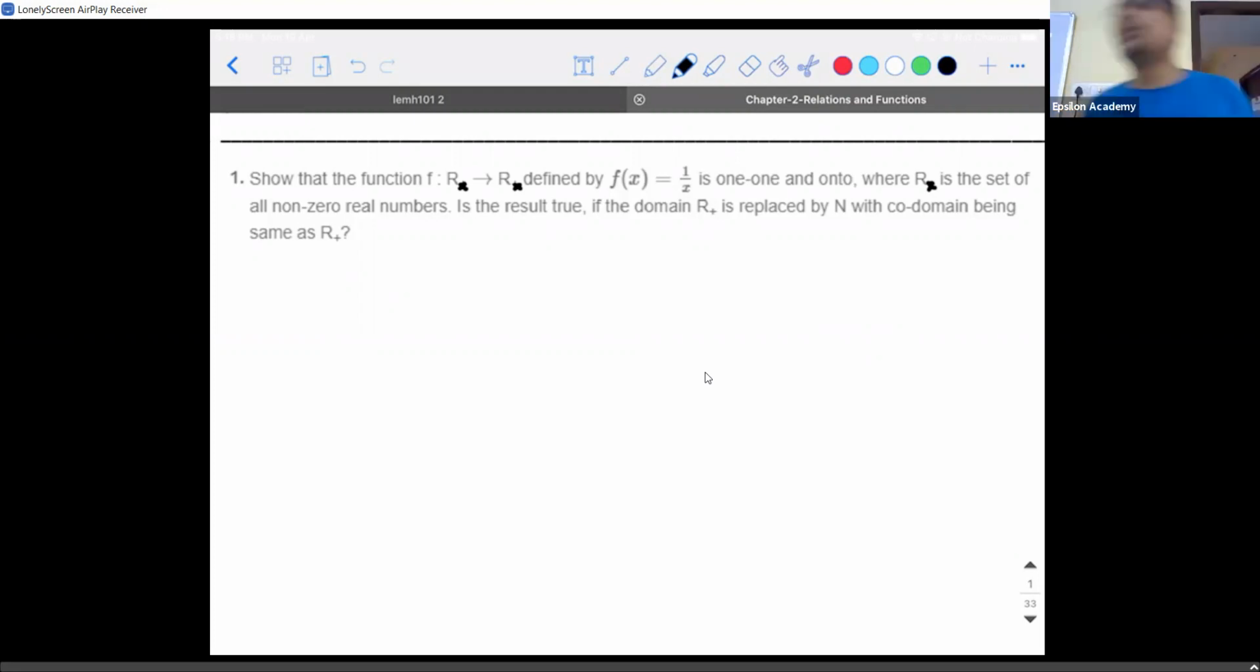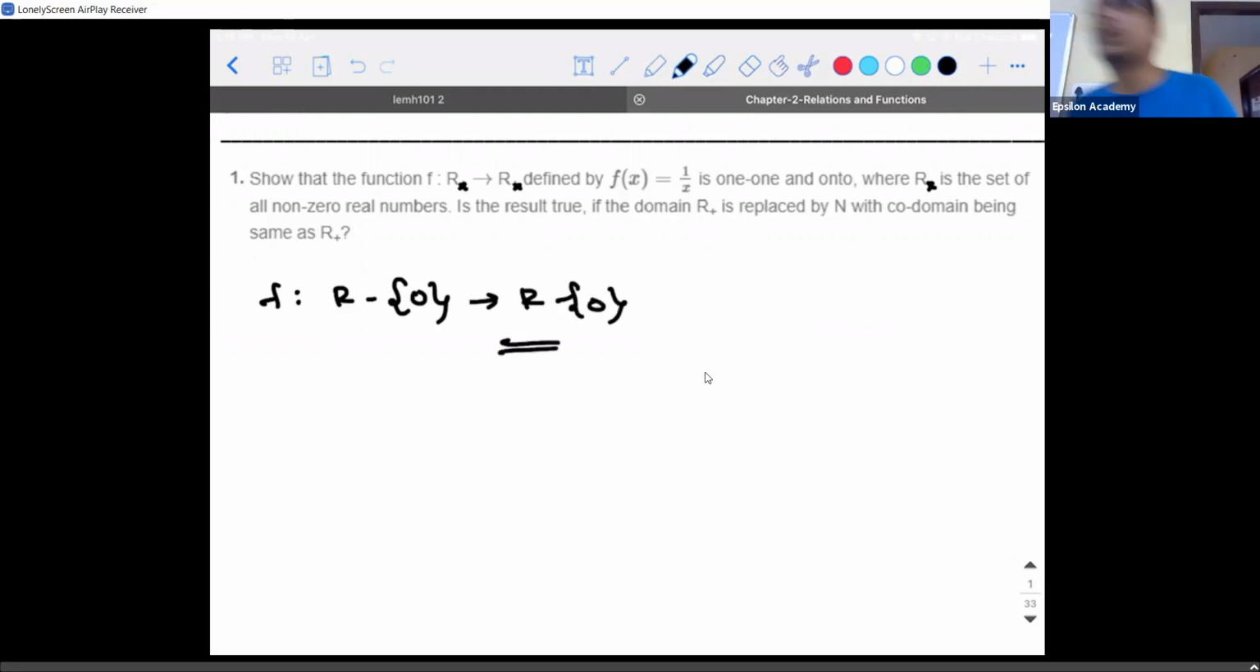Okay, the other way to give the same question is f is mapped from R except 0 to R except 0. These things are more important for me. Please make a note of it. R minus 0 is another way to write all real numbers except 0. That part is easy. First, I want you to have clarity of this.